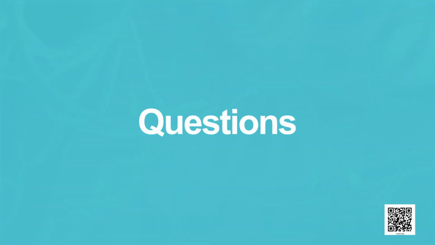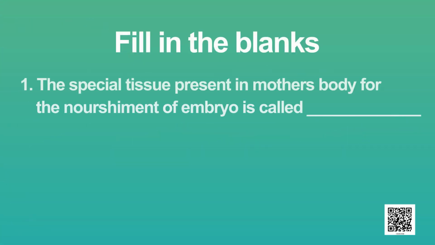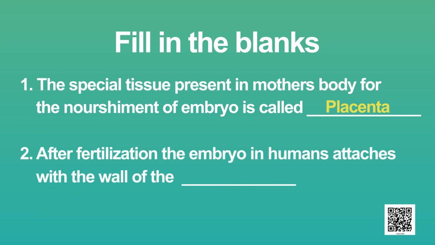Children, now I will ask you a few questions and I hope that you all must be knowing the answers. First of all, I will ask some fill in the blanks. My first question is, the special tissue present in the mother's body for the nourishment of the embryo is called? And the answer is placenta. My next question, after fertilization, the embryo in humans attaches with the wall of the dash. And the right answer is uterus.